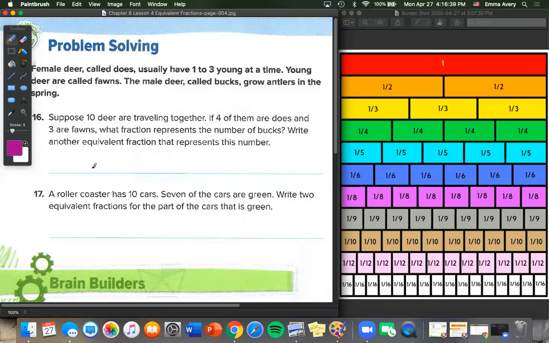So, if we have 4 are does and 3 are fawns, so 10 minus 4 minus 3 will give us the number of bucks. So 10 minus 4 is 6, 6 minus 3 is 3. So that's going to be 3/10. Write another equivalent fraction that represents this number. Well, we can just use our 0 trick where we multiply each side by 10. So 30/100 is an equal fraction.